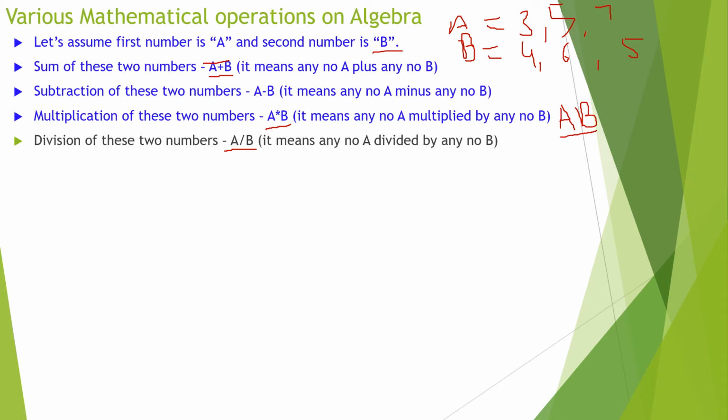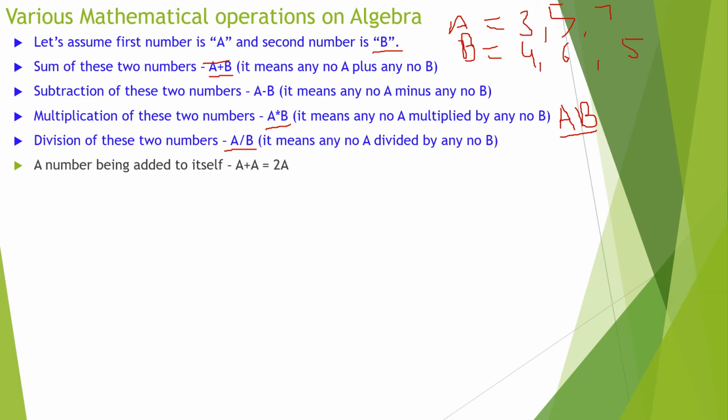So the next operation is, let's say a number is added to itself. We have one number A and a second number A, and we want to add them. A plus A is equal to 2A. A plus A plus A is equal to 3A. Or we can do 2A plus 2A. Then what will be the answer? 4A.